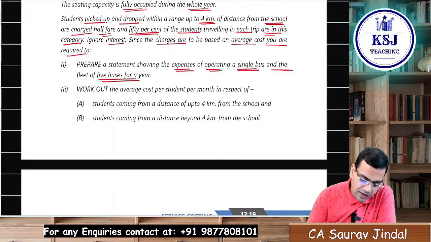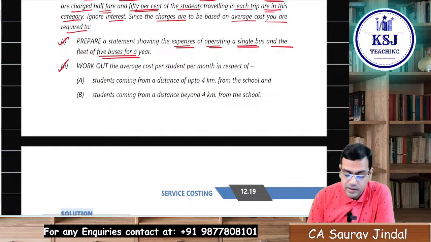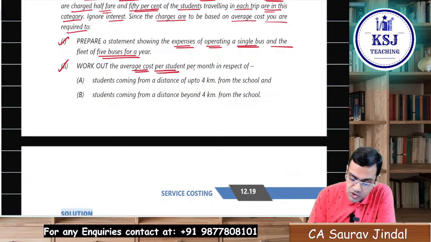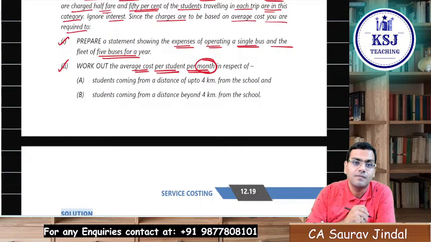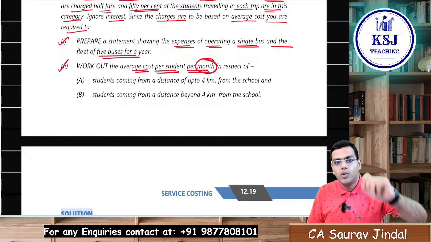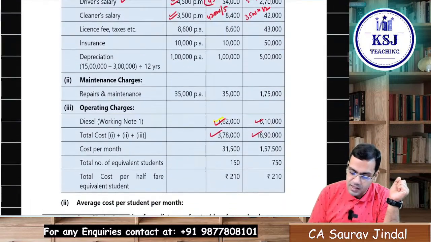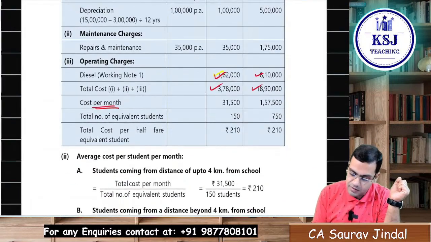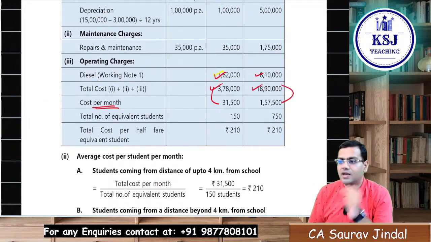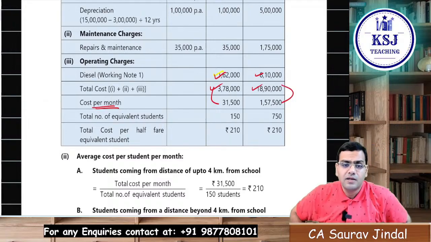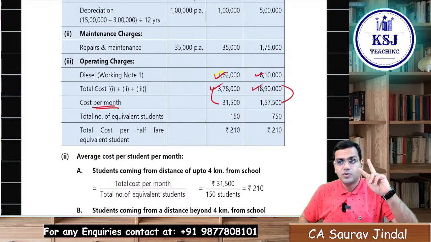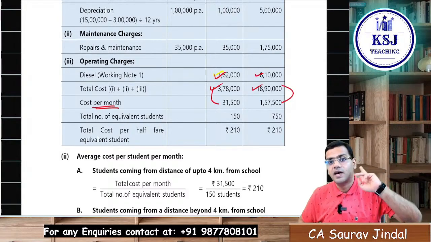Now, the second part of the question says, work out the average cost per student per month in respect of the students coming from a distance of up to 4 kilometers and the students coming beyond 4 kilometers. That means first you have calculated the cost per month, right? Cost per month is simple, we have calculated. Now I want to calculate the cost per student per month for 2 categories of students. One is the half fare category, one is the full fare category.